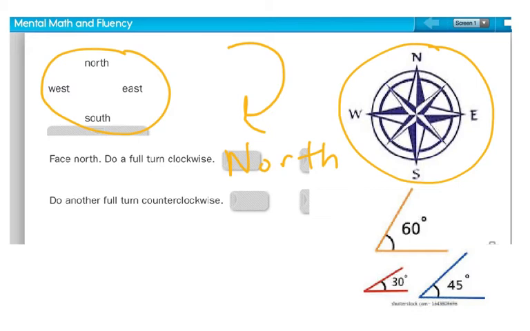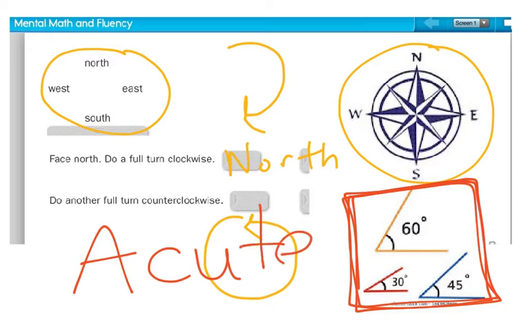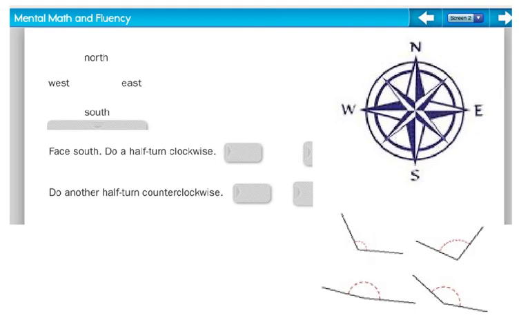Now I want you to do another full turn counterclockwise. Go ahead, make sure you're standing up and turn counterclockwise. You should be back up to north again. Counterclockwise goes that way. And just a little reminder over here, what are these angles called? If they're less than 90 degrees, they're called acute. Just like you'd say to a baby, oh, so cute. Or a little puppy, oh, the puppy's so cute. Anything less than 90 degrees is acute.